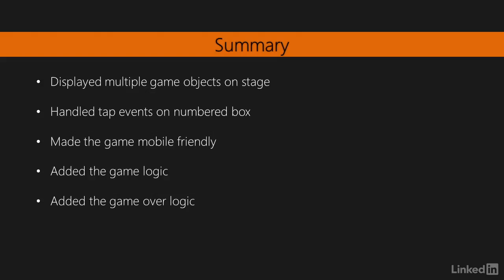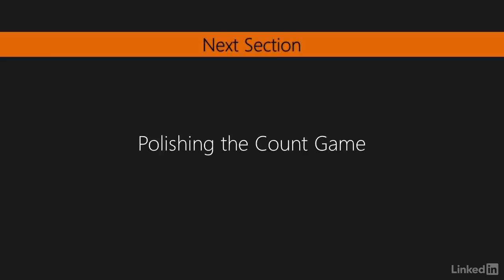In this section, we have created the core game logic of the count game. We added the background and many numbered boxes on the stage. We handle the click event. We make the game mobile friendly with tap, viewport setup, and make the graphics sharp in Retina display. We also show the game overview when the game ends. We have programmed the core logic to make the game playable. In the next section, we will improve the gameplay experience.